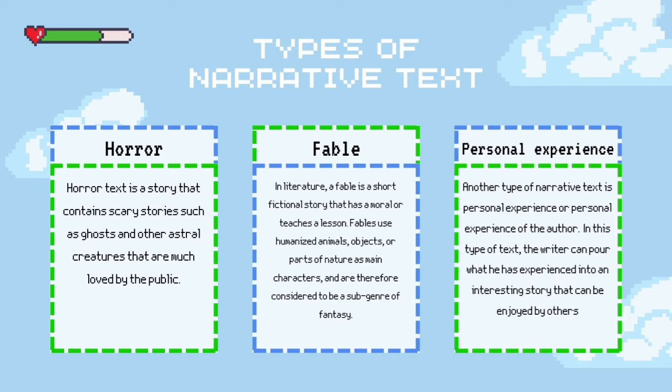And now I'm going to show you some types of narrative text. The first one is horror. Horror text is a story that contains scary stories, such as ghosts and other astral creatures that are much loved by the public.